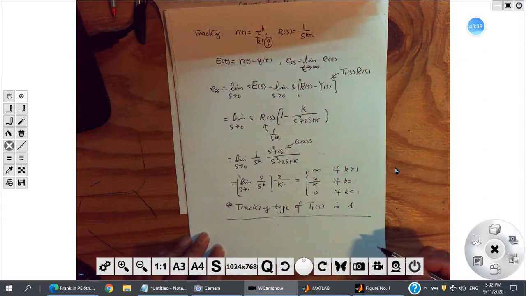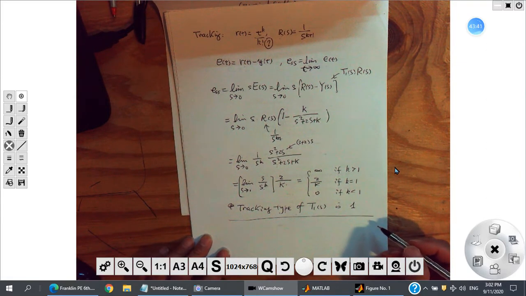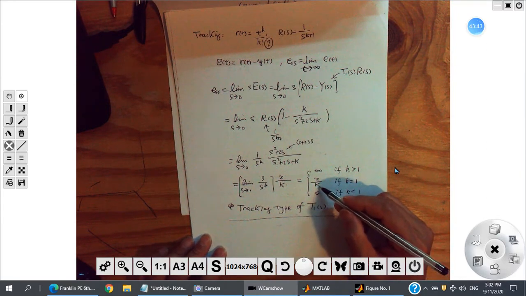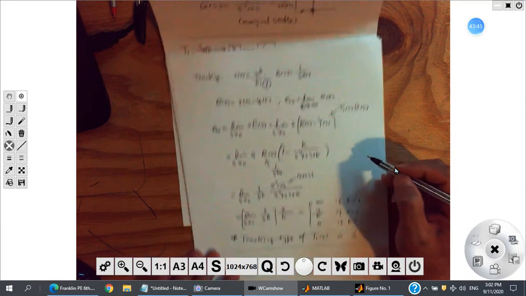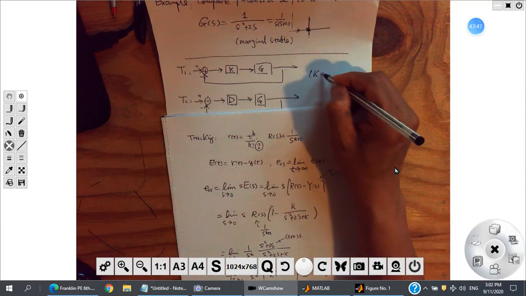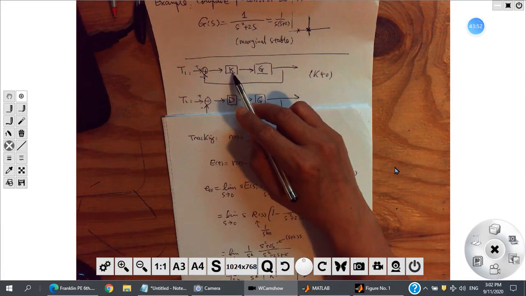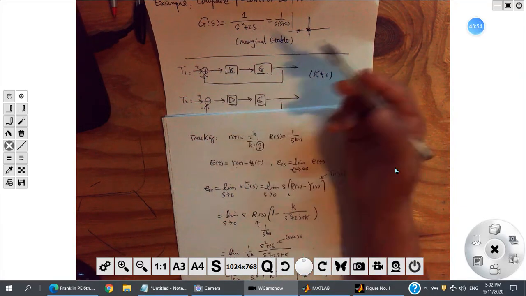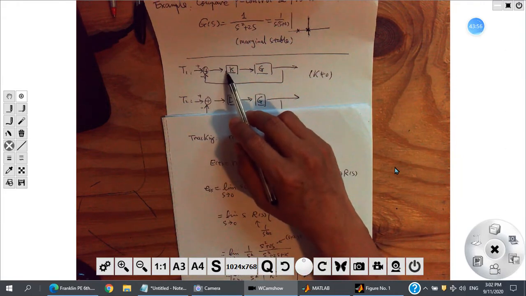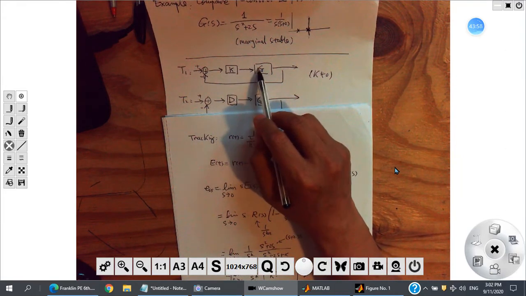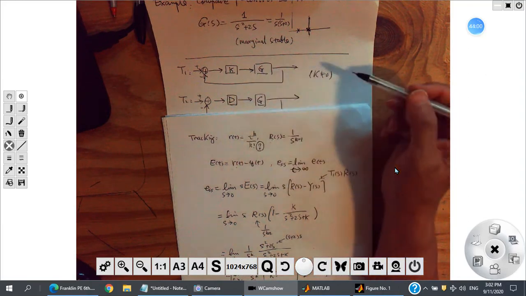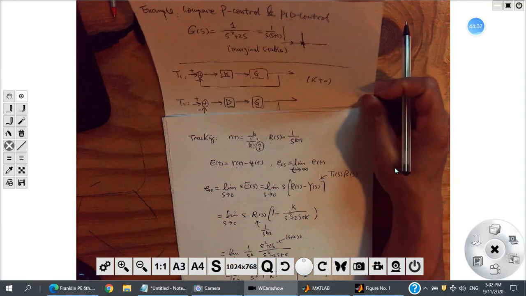Is 1, no matter what K is. Of course, K cannot be 0. Make sense? If you put K equal to 0 here, then it's nothing. The input goes to here, then vanishes, K is 0. So there's no input totally. So K must be a number not equal to 0.